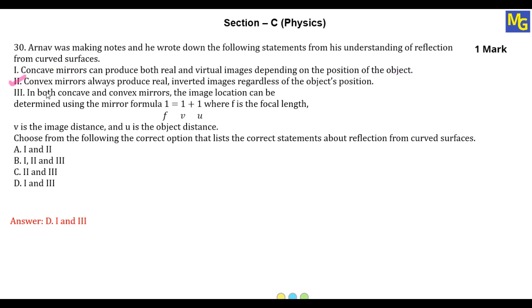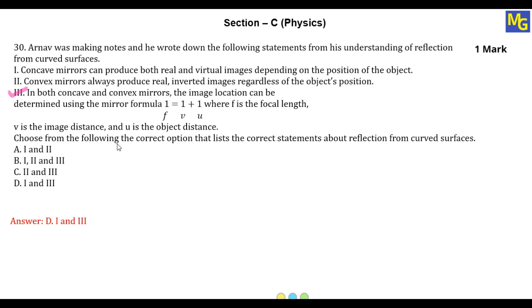Now the second statement: convex mirrors always produce real inverted images regardless of the object position. This is the statement about convex mirror. Third statement: in both concave and convex mirrors, the image location can be determined by using the mirror formula, that is 1 by f is equal to 1 by v plus 1 by u, where f is the focal length, v is the image distance, and u is the object distance. So this is the third statement.